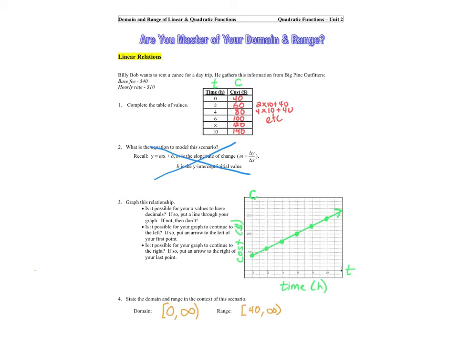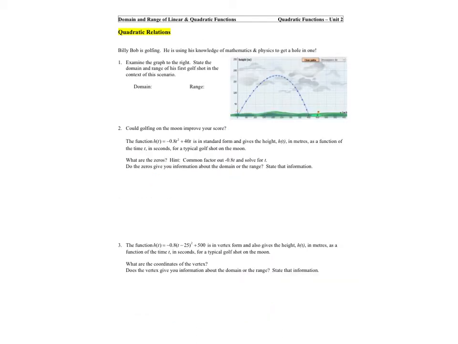So again, if you were told that it stopped here, then the highest your domain would go would be 10. And if it stopped here, the highest your range would go is 140. But since it didn't give a maximum, then we assume that it can keep going with this arrow. Now a lot of this we're going to skip, but we'll do question 1 here with the quadratic relation.